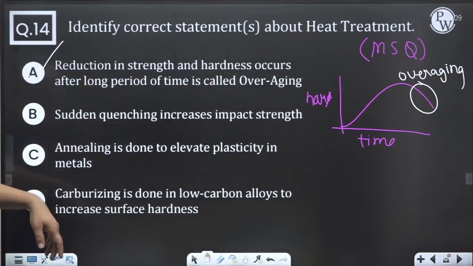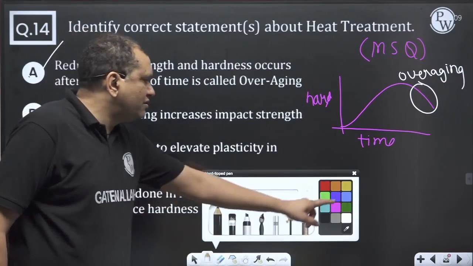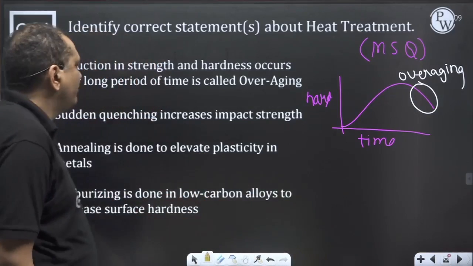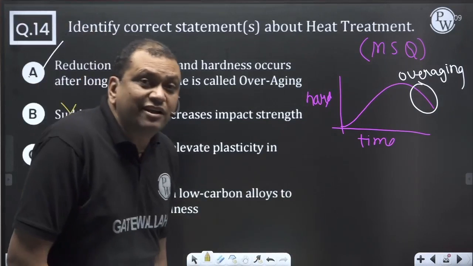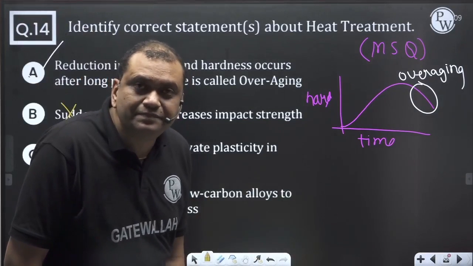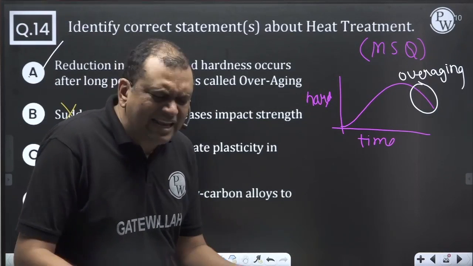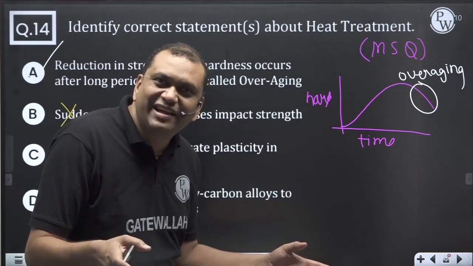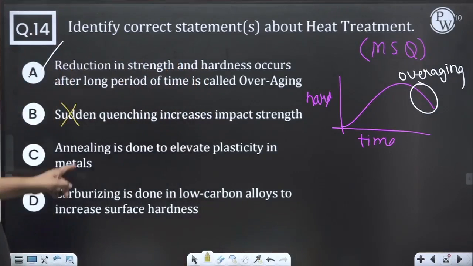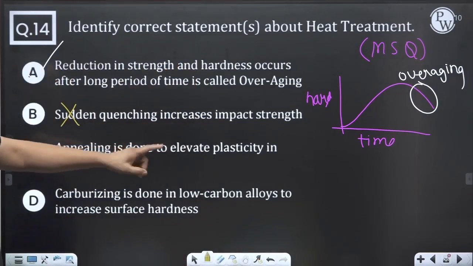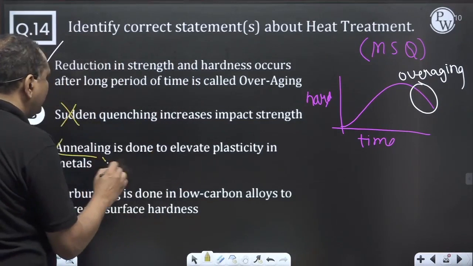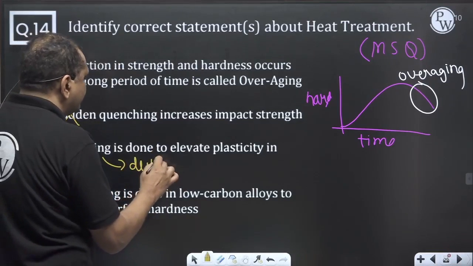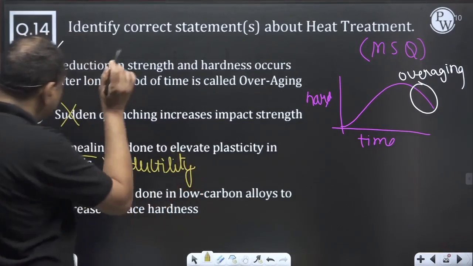Sudden quenching increases the impact strength. It's a wrong statement. Sudden quenching will produce brittleness, and with brittleness, a slight amount of impact will make it break. It's a wrong statement. Annealing is done to elevate the plasticity in metal, because annealing is done to increase the ductility. So this C statement is correct.